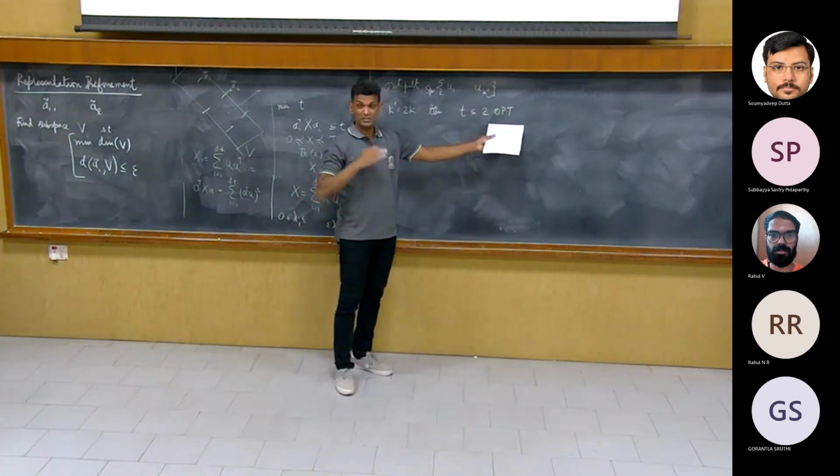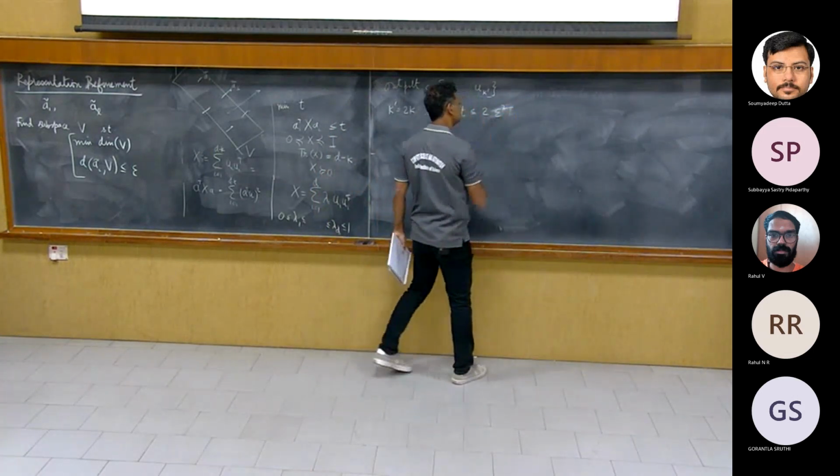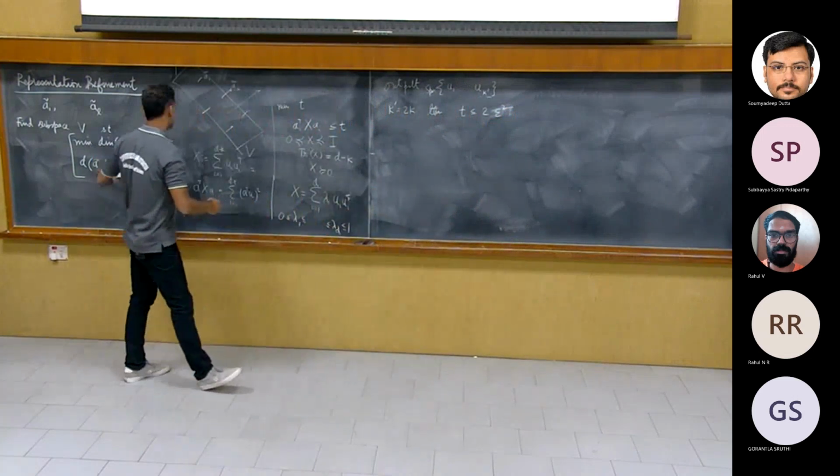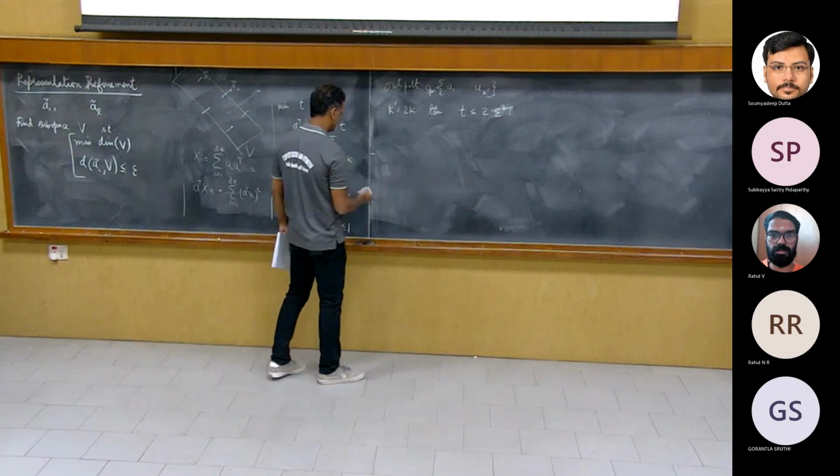Opt is what you would get if you actually find the best k-dimensional space, and this is at most twice. So basically, T is less than 2 epsilon squared, right? Because epsilon is the error in the game. Okay, why is that?